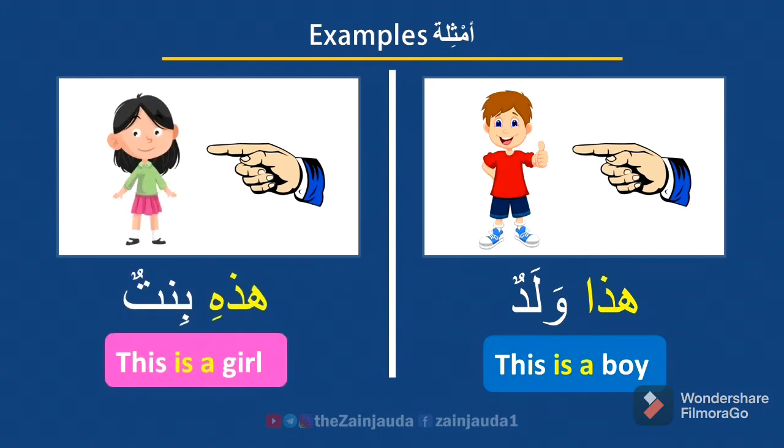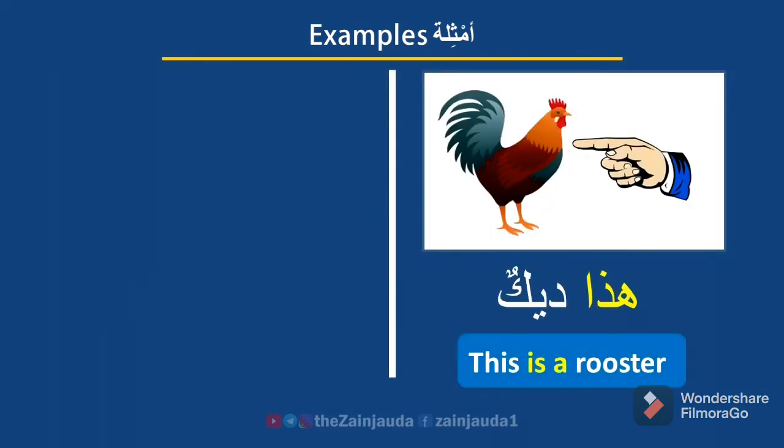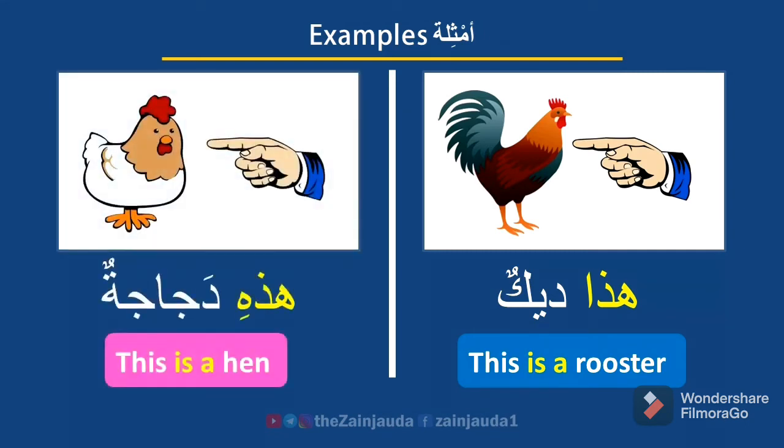Another example is هذه بنت. So هذا ولد, هذه بنت. Let's have another example. هذا ديك. هذه دجاجة. هذا ديك. هذه دجاجة.